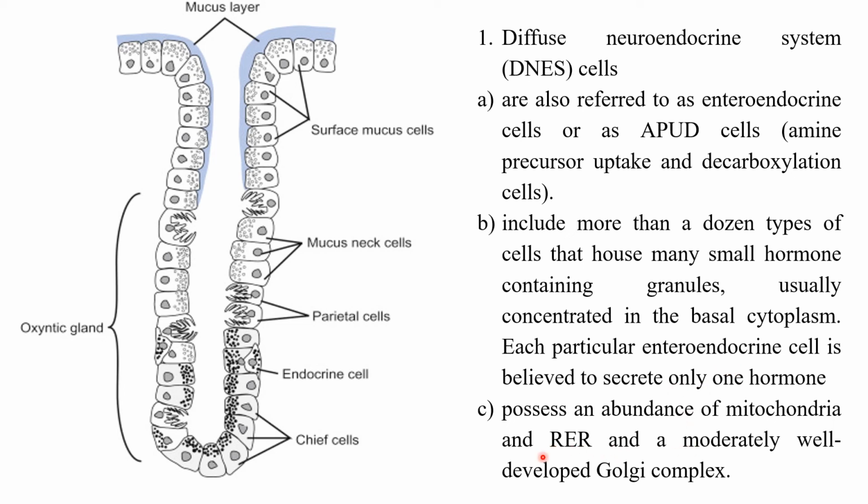And we know that in order to synthesize the proteinaceous hormones, a lot of rough endoplasmic reticulum is required, and in order to pack them, Golgi complex is required. Hence, a lot of energy is also required. As a result, each of these enteroendocrine cells definitely will possess abundant mitochondria and a lot of rough endoplasmic reticulum as well as Golgi complexes.